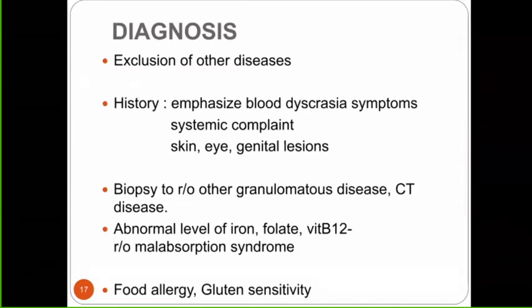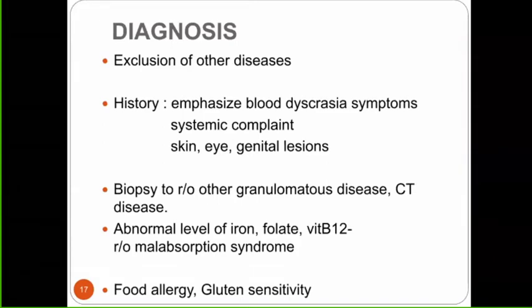Diagnosis: we have already seen that you have to exclude other diseases to diagnose aphthae. In the history, you need to ask whether there are any blood dyscrasias, any systemic complaints, or ulcers present anywhere other than the oral cavity, like skin, eye or genital lesions. And biopsy, when you suspect any other granulomatous disease or any connective tissue disorder, like you suspect there is some major systemic problem, only then go for biopsy to see whether anything specific is present or it is just a non-conspicuous inflammatory ulcer like the aphthous ulcer.